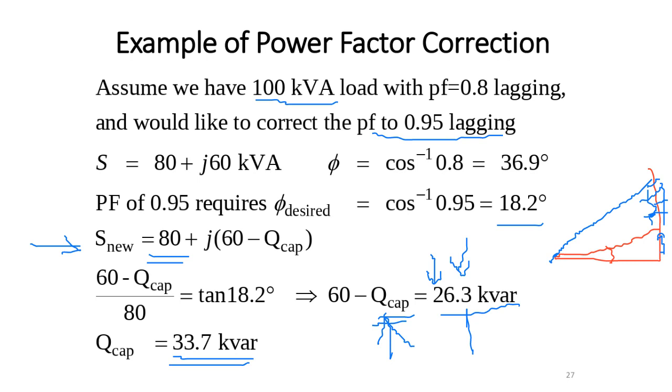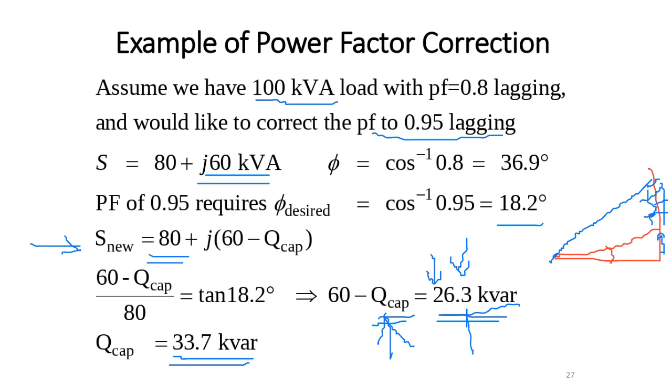So now we need 33.7 kilovar from the capacitor for the generator to produce this. The generator will produce 26.3 kilovar, and 33.7 kilovar from the capacitor. If you add them, you will get the 60, which is this part here.